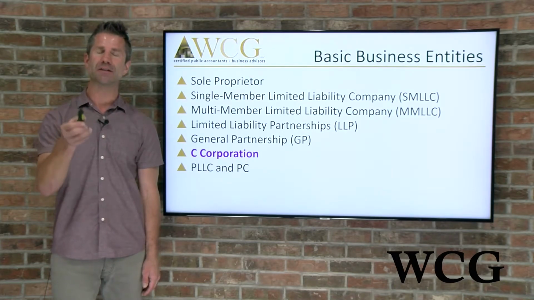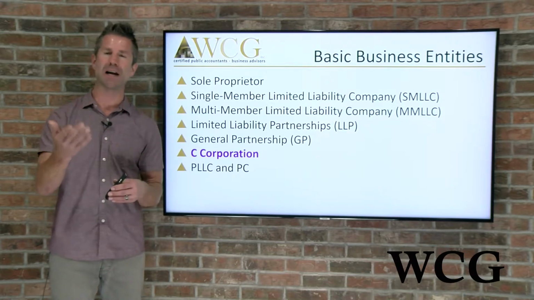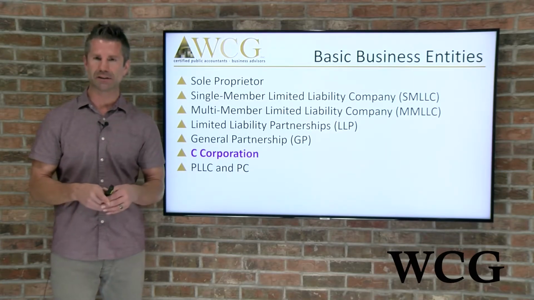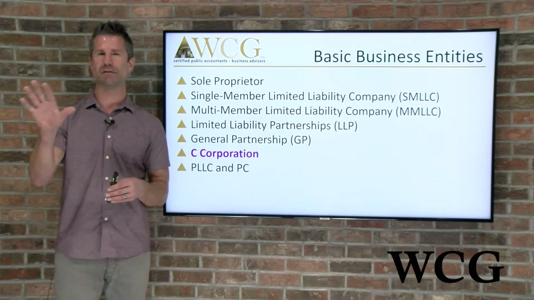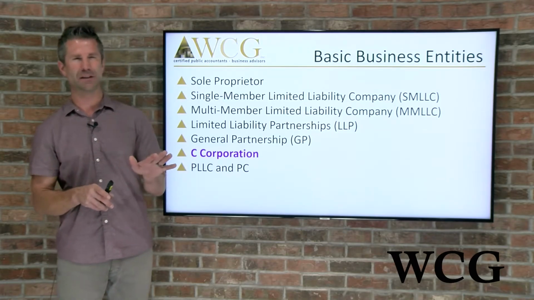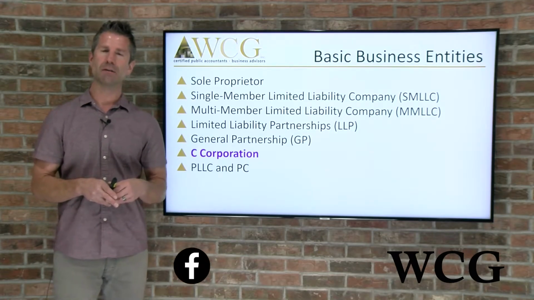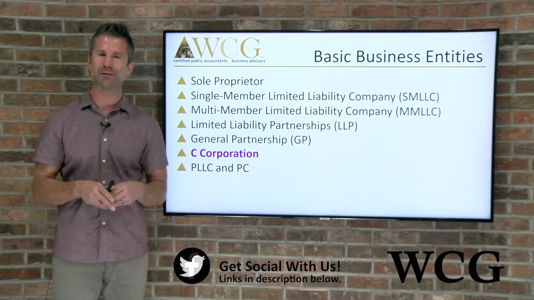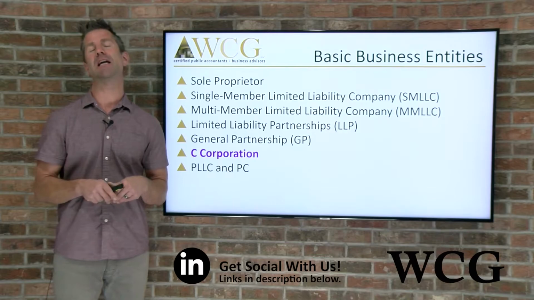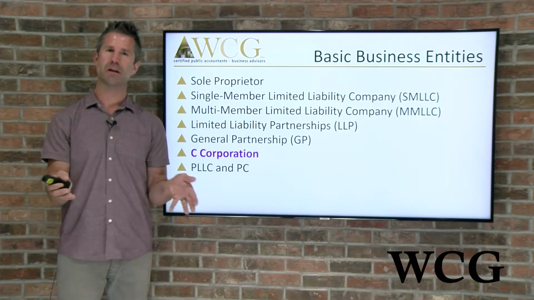This is a list of some of the common entities that you'll see. A sole proprietor is not an entity, but we'll list it anyway. We have a single member LLC, multi-member LLC, a whole other video on that. In fact, several videos on that. We have LLPs. You don't see a lot of those anymore, in favor now of the LLC. GPs, general partnerships. And we have the C Corporation, which is what we're going to talk about today. And we also have the PLLC and PC, which we'll get into a little bit from the C Corp side.